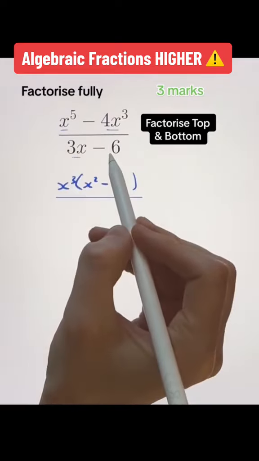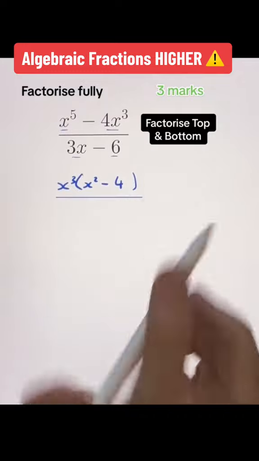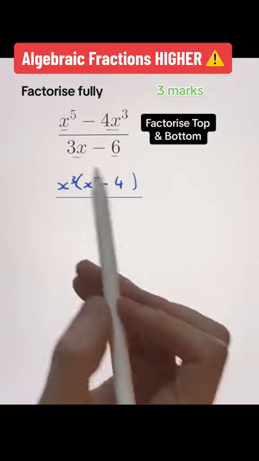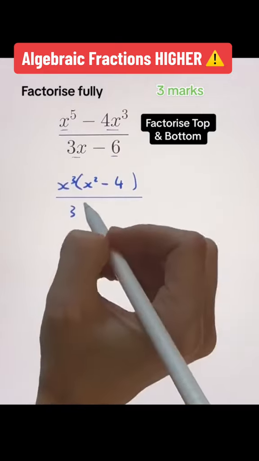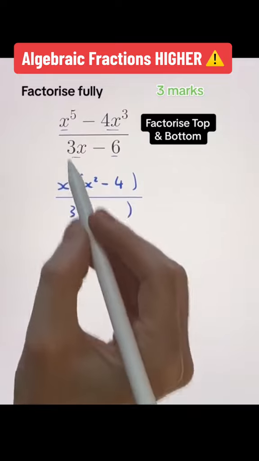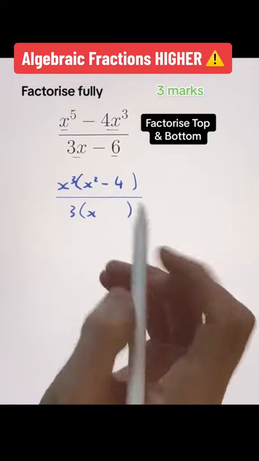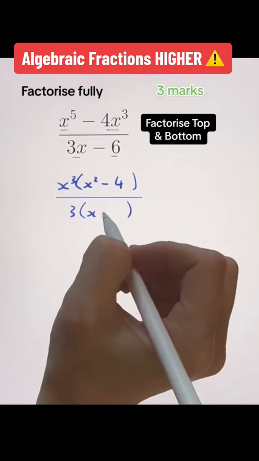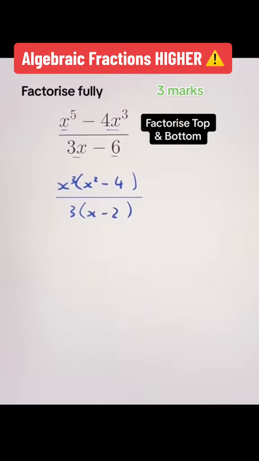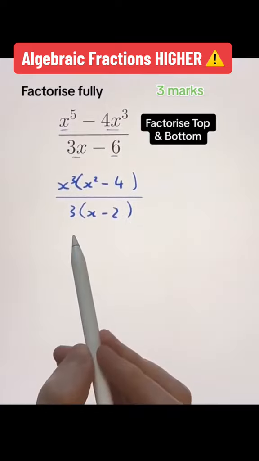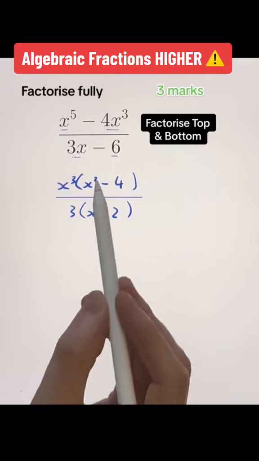Factorising the bottom, again, if we've got two terms, we always try single brackets first. The highest common factor in 3x and negative 6 is simply 3. Opening our single bracket, what do I times 3 to get back to 3x? I'm missing single x. The sign in the single bracket always remains the same, in this case minus. What do I times 3 to get back to negative 6? I'm missing negative 2.